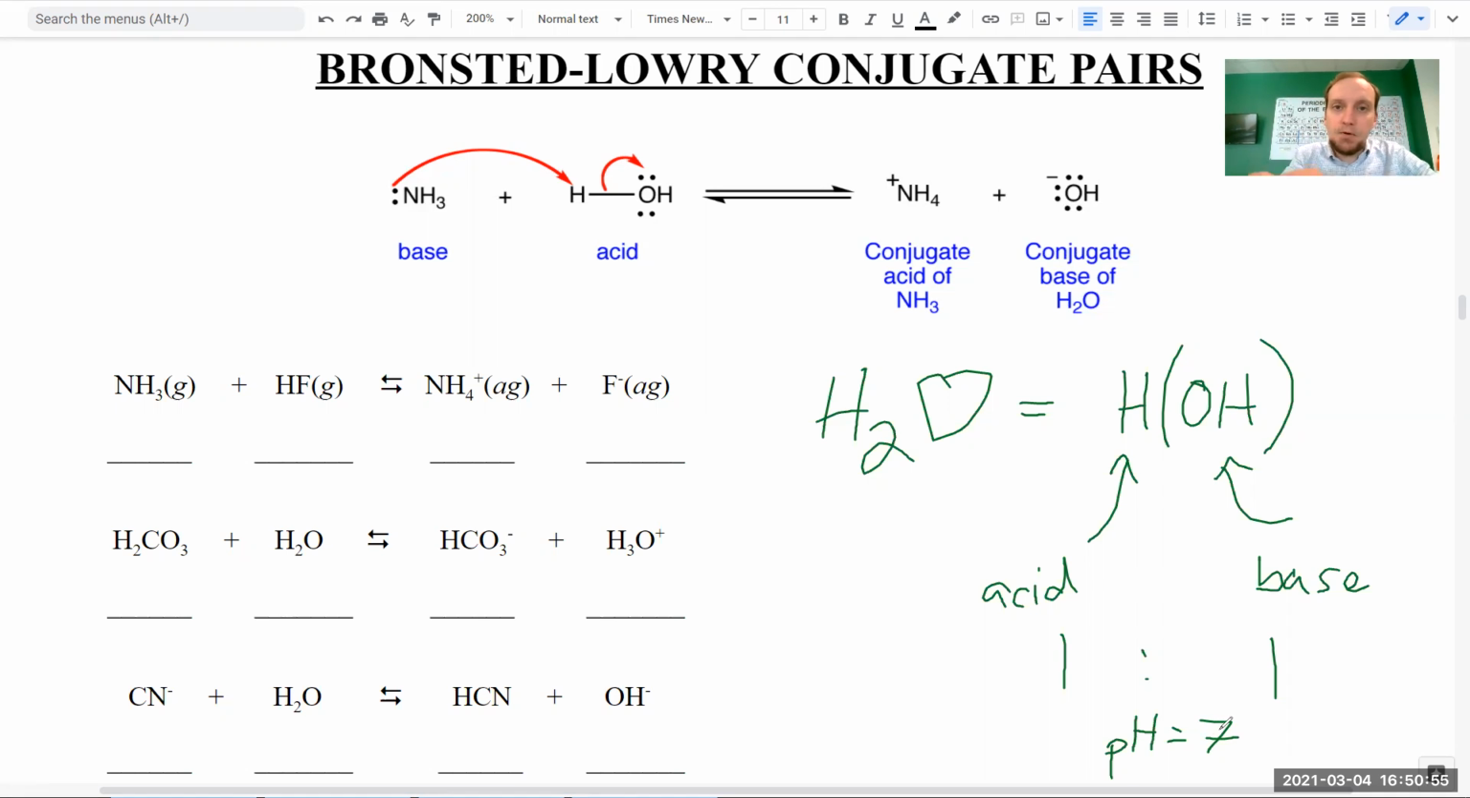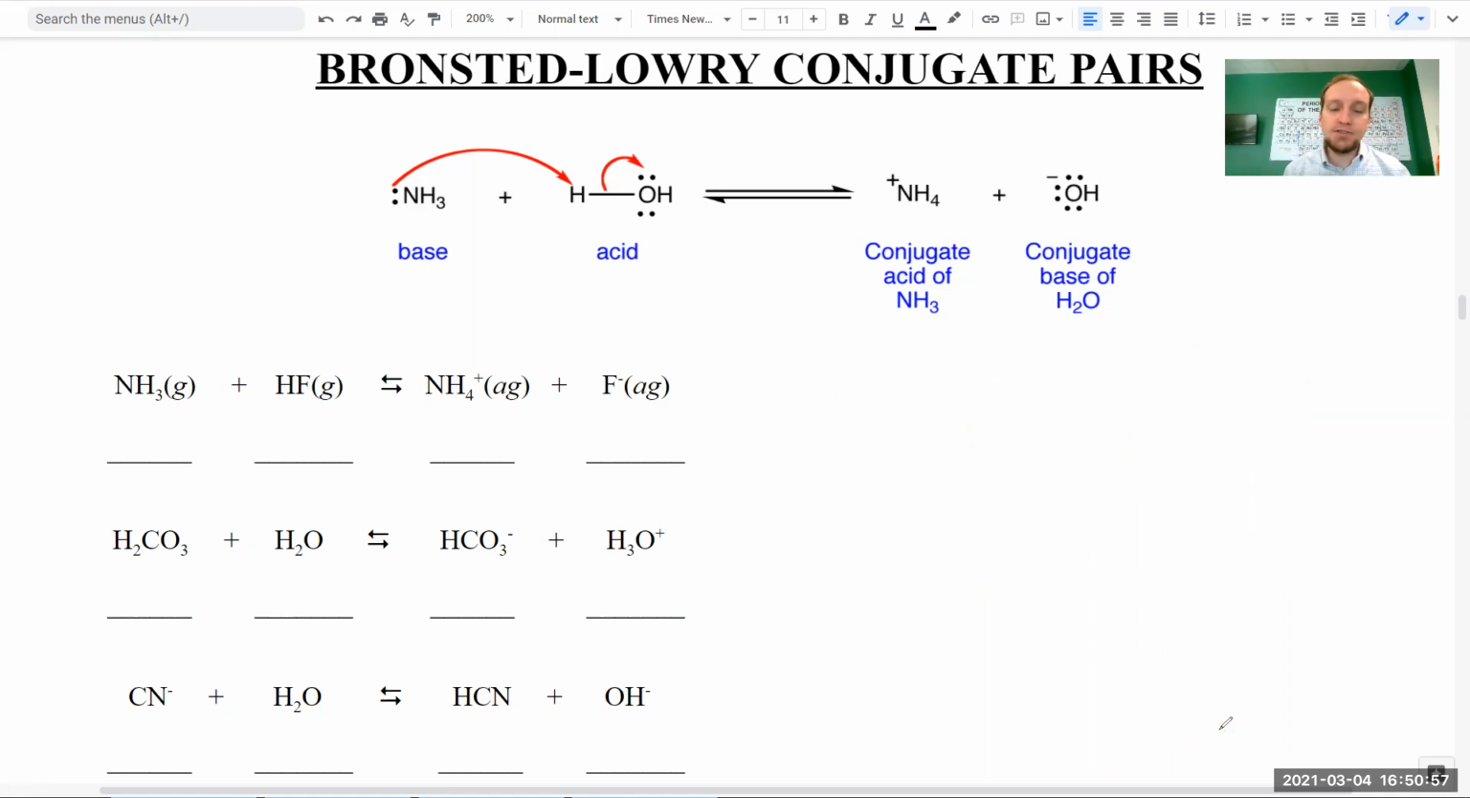So what we're going to talk about now is what we call the Bronsted-Lowry conjugate pairs. Basically, we're going to have an acid and a base. Those will both be identified on the left side of the arrow as the reactants. And then on the right side, they're going to produce something which we are going to identify as their conjugate acid and a conjugate base. Let me go ahead and show you the example first before we get into the problems on the bottom.